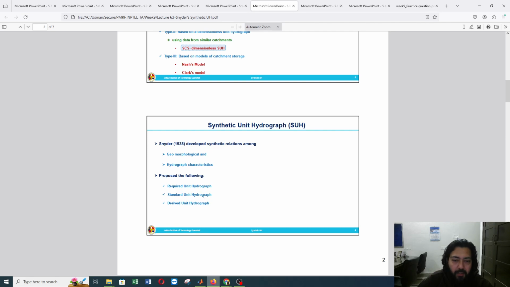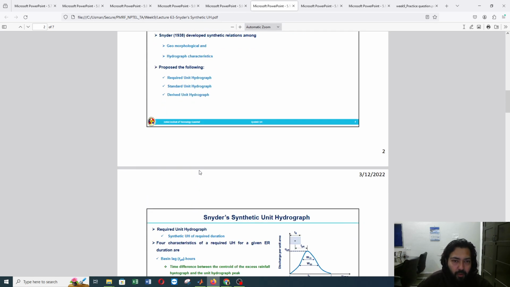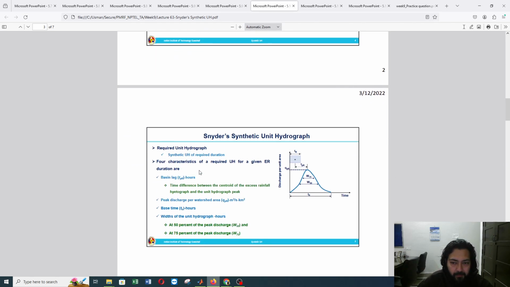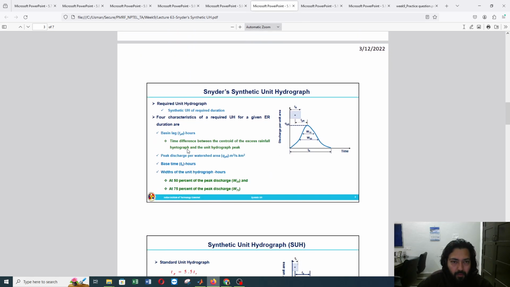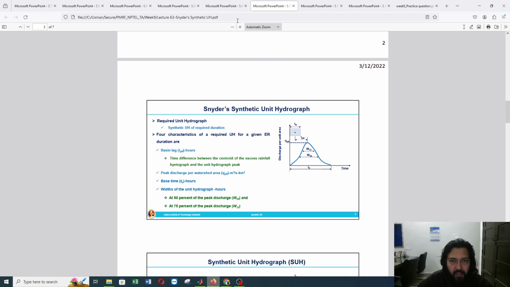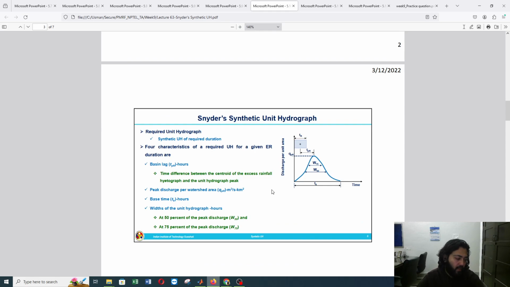The second is standard unit hydrograph, like he has mentioned that there are some standard values, and the last is derived unit hydrograph, which is what we are going to derive, right? So let us look at this image here. This image will help us to identify the 5 different characteristics that are there in a synthetic unit hydrograph, right?